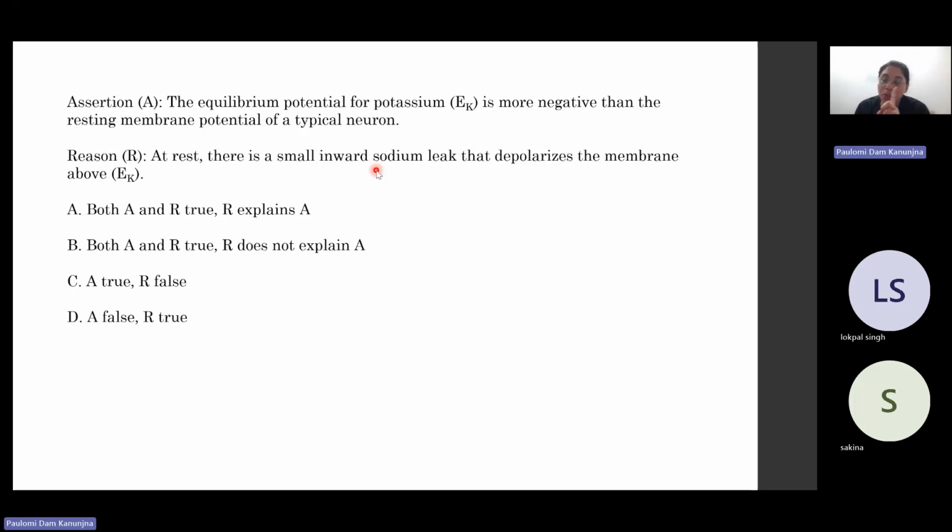We discussed sodium, right? We talked about equilibrium potential being positive or negative. If you remember that discussion, this can help you answer this question. Think. Two more questions.